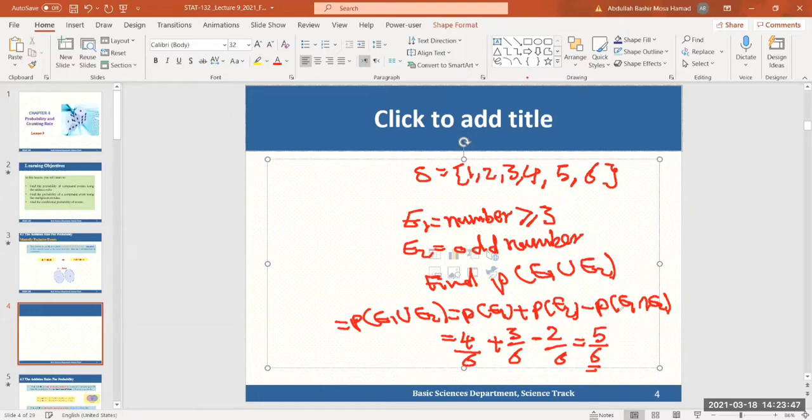Because the probability of E1 and E2 exists. It does not equal zero, because these two events are joint events, right? Right.